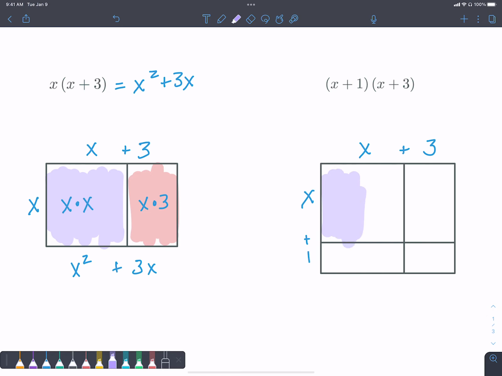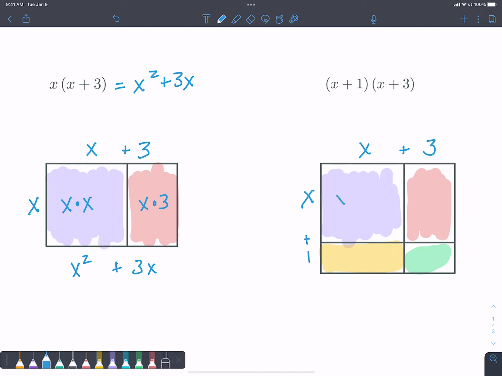So we're going to start by finding the purple box, and then we'll find the red box, and then we'll find the green box, and then we'll also have to find the yellow box. When we add all of these together, it will give us the area of this square here.